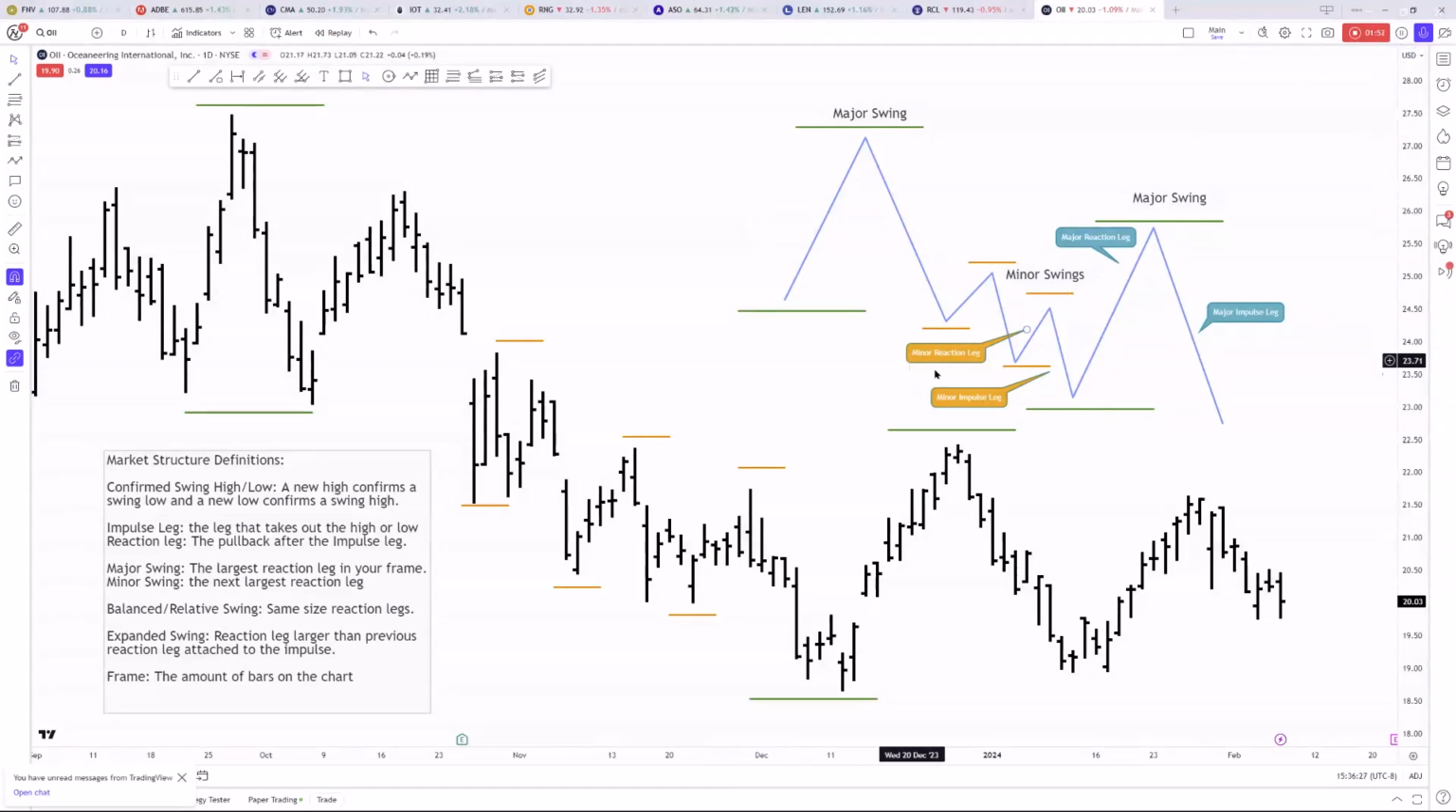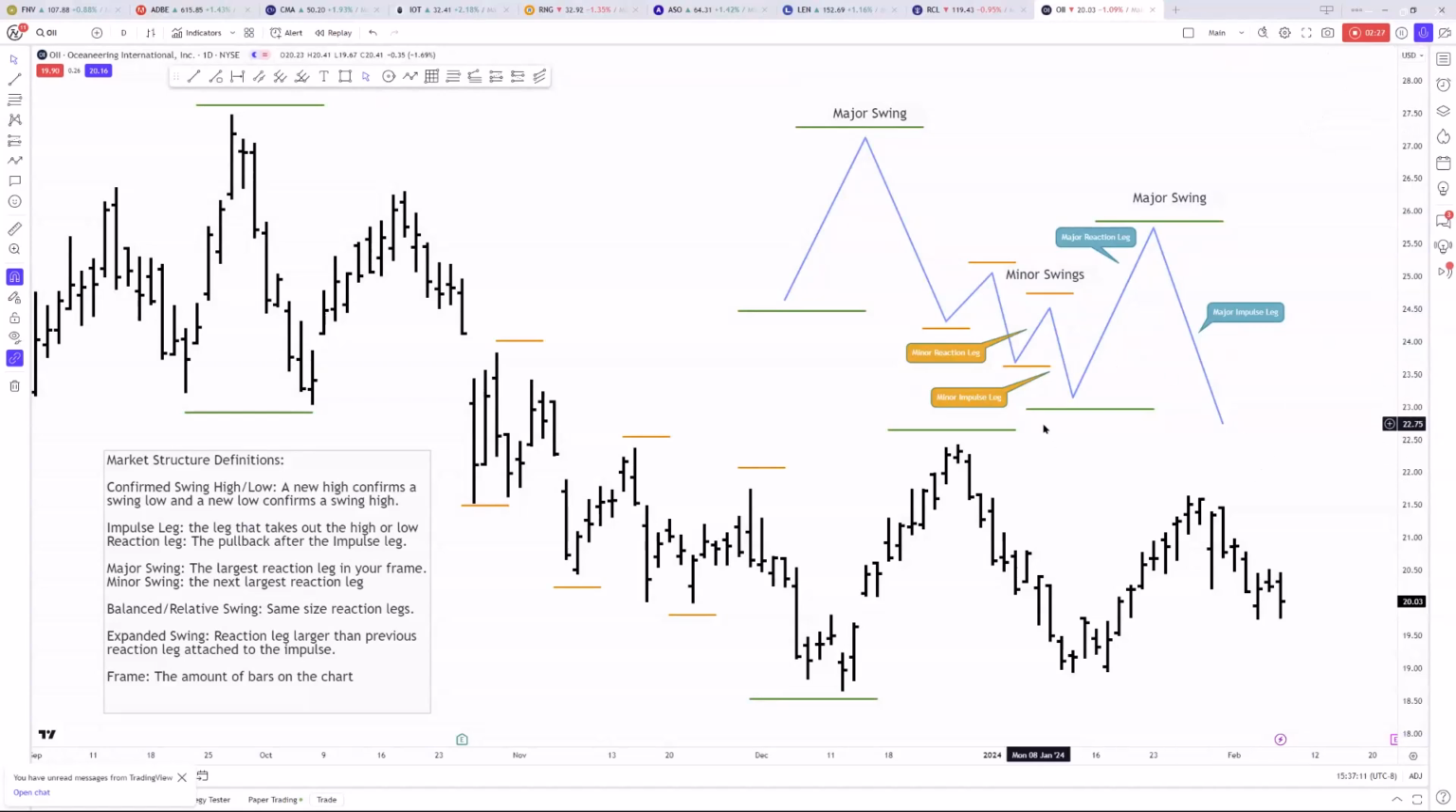So now that we know what the reaction leg is, an expanded reaction leg is simply just, you can take the size of that reaction leg and go backwards. Is it bigger than that one? Is it bigger than that one? Yes. So it's expanding the prior swing. That's what an expanding swing is doing. It's expanding the prior swing, and that's what we can do quite simply. But we're also going to understand it.